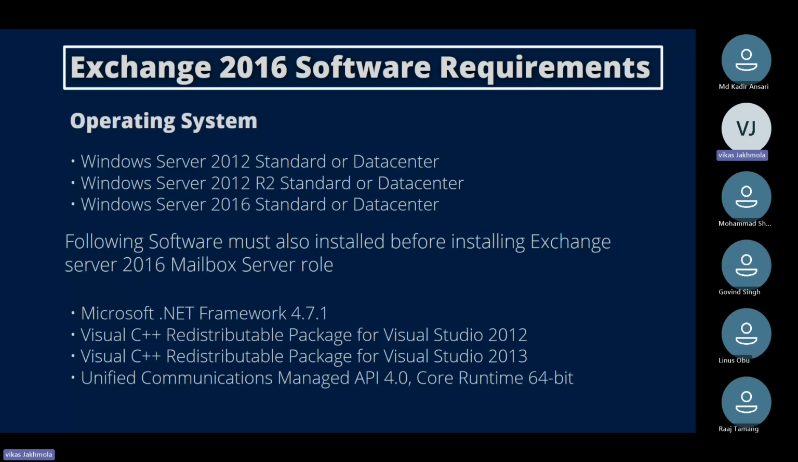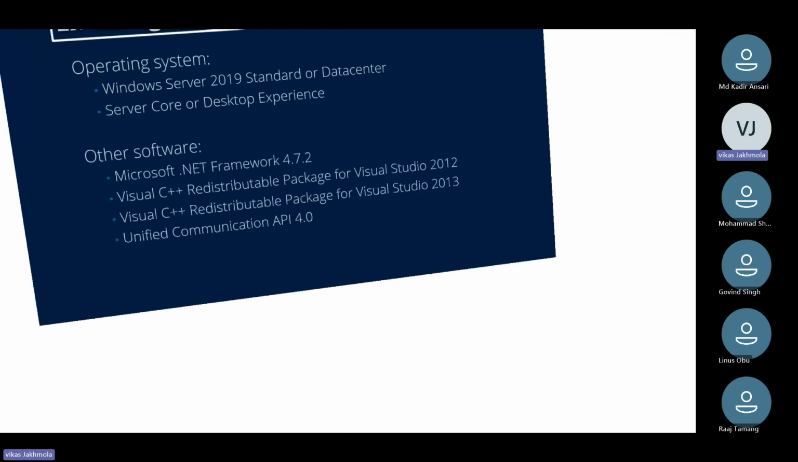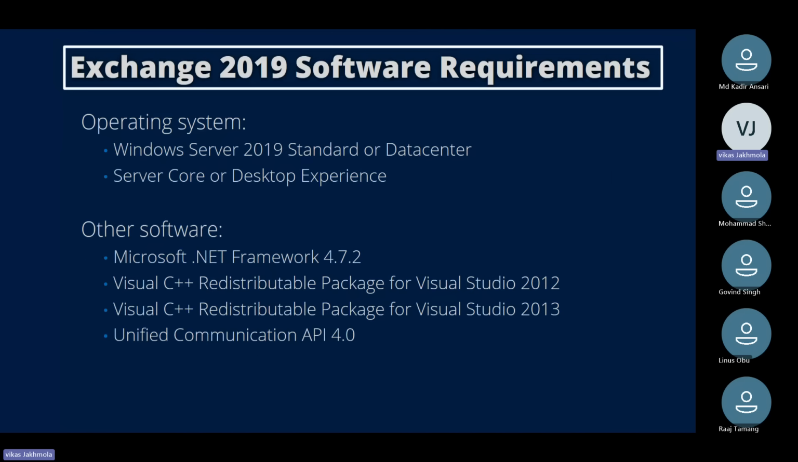Earlier it was not there, but now it is required. So you can add IIS URL Rewrite to this as well. And if we look at the Exchange 2019 software requirements, you can install it on Exchange Server 2019 Standard or Datacenter edition. And this is the first Exchange server that can be installed on Server Core.